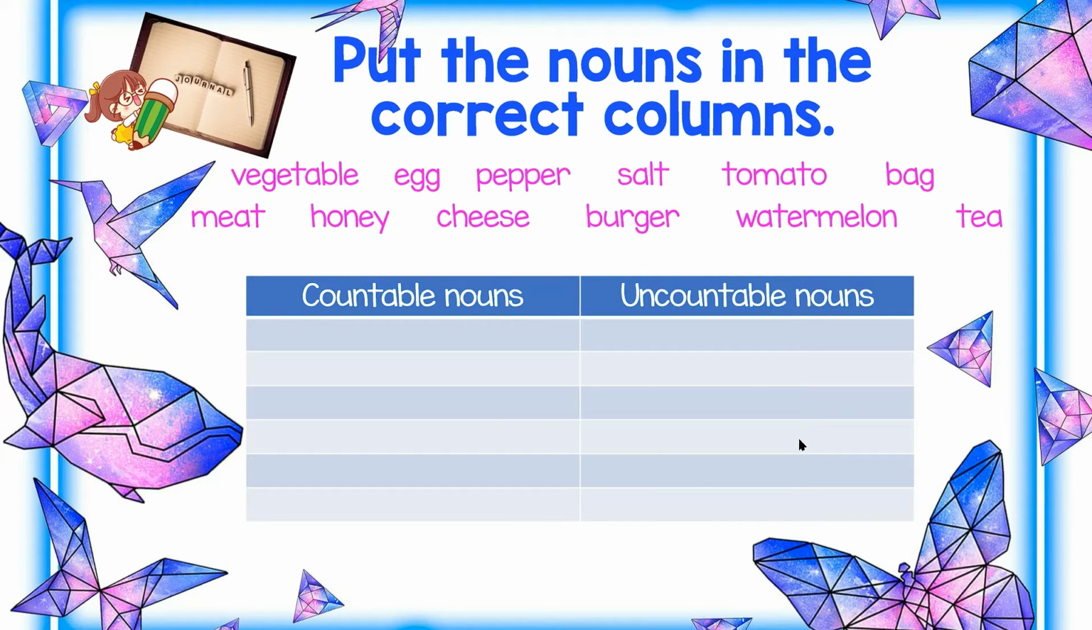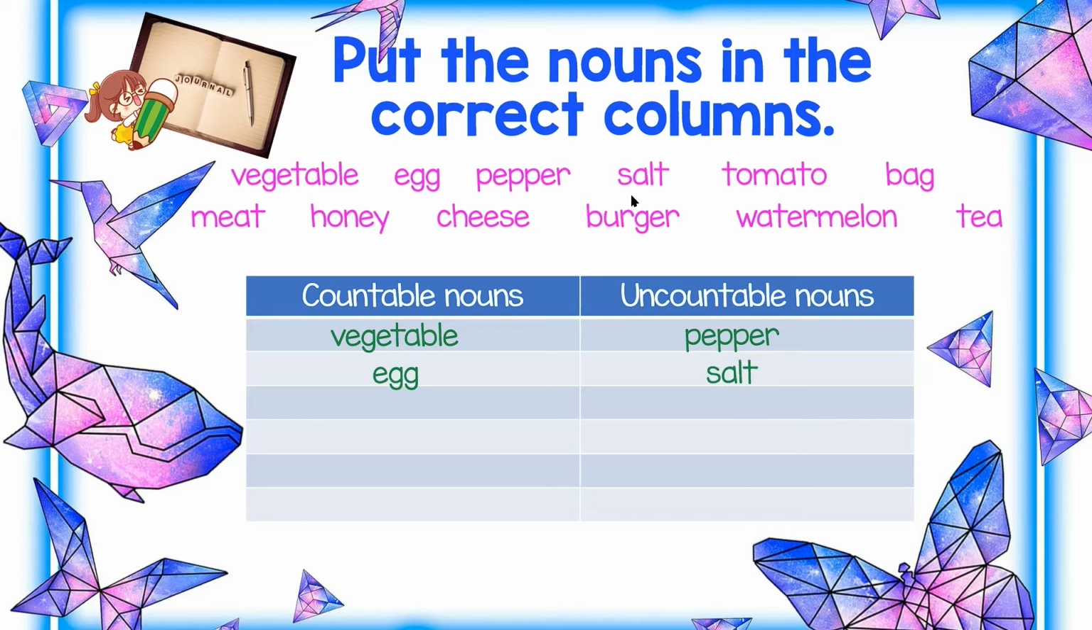Alright, are you done? Let's check how well you did. Is vegetable countable or uncountable? Vegetable is countable. Is egg countable or uncountable? Egg is countable. Is pepper countable or uncountable? Pepper is uncountable. What about salt? Is it countable or uncountable?